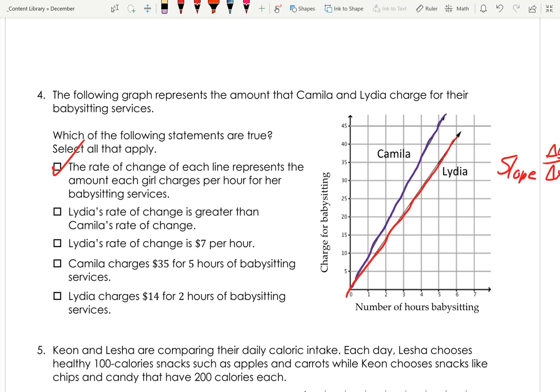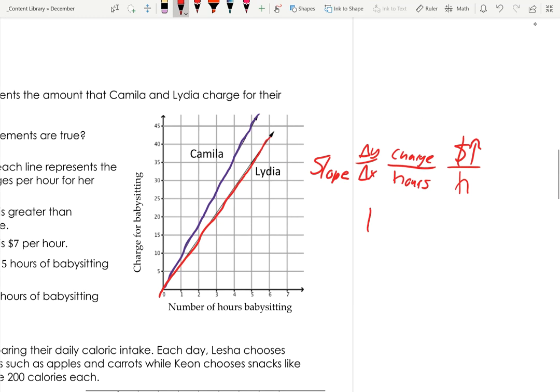Lydia's rate of change is $7 per hour. Now, to see if Lydia's rate of change is $7 per hour, we're going to have to look and see, if it was $7 per hour, then we would see 1 hour would be $7, 2 hours would be $14, 3 hours would be 21, 4 would be 28, 5 would be 35, right?